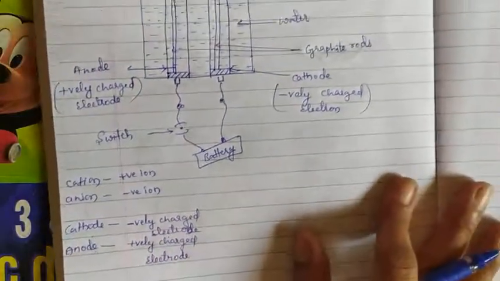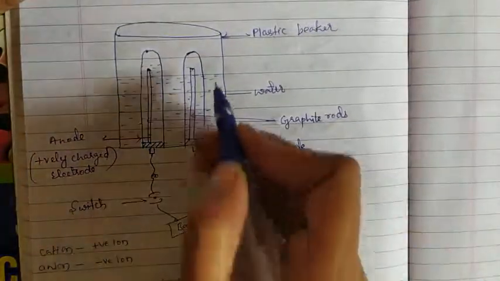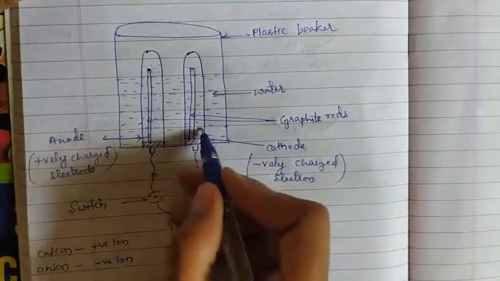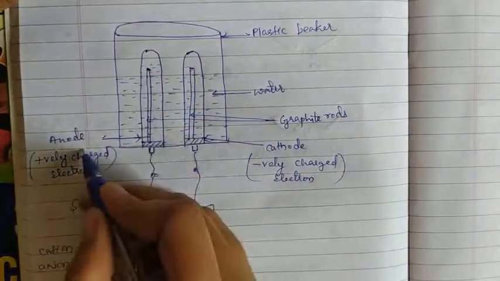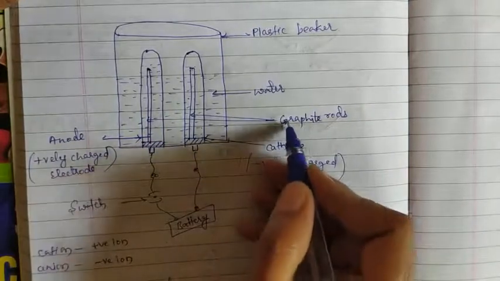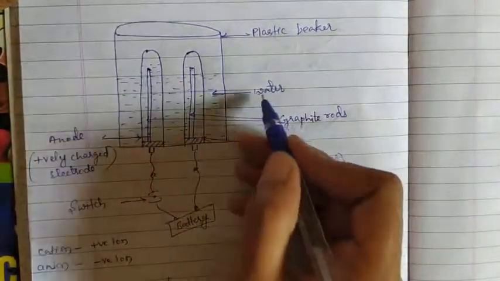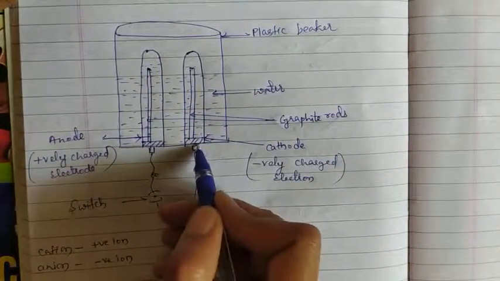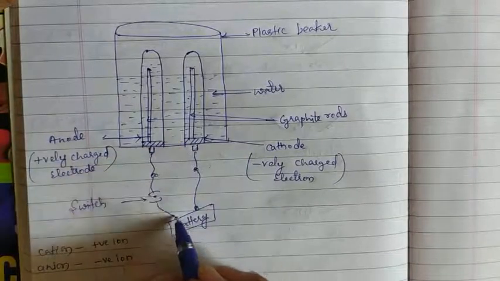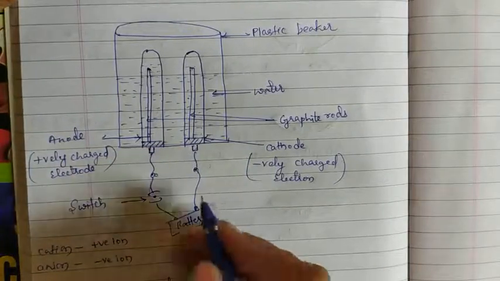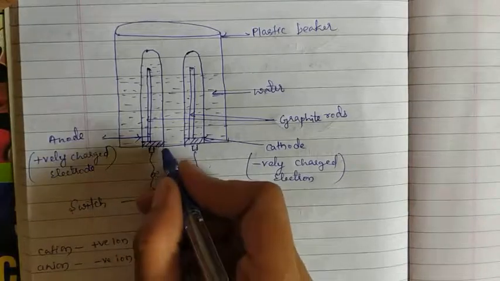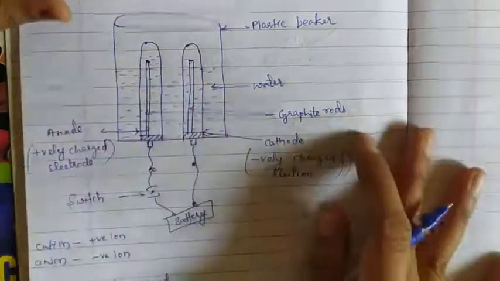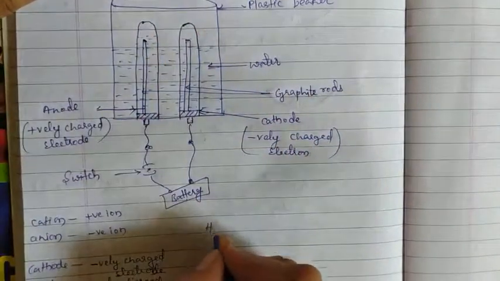Okay, see here, we have taken one plastic beaker. In that we have placed two electrodes, one is the cathode and the other one is the anode. These electrodes are made up of graphite rods, and the beaker is filled with water. The two terminals of these two electrodes, anode and cathode, are connected to the two terminals of the battery. Okay, when the switch is on, electricity will pass through these two electrodes, and inside this beaker water is present.